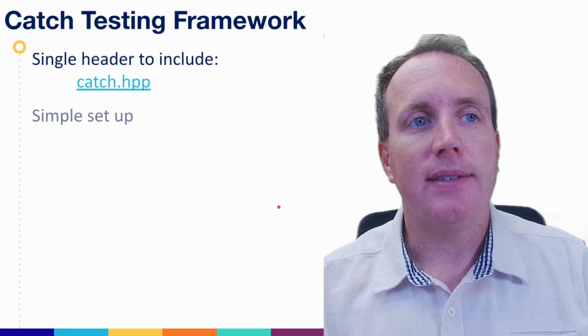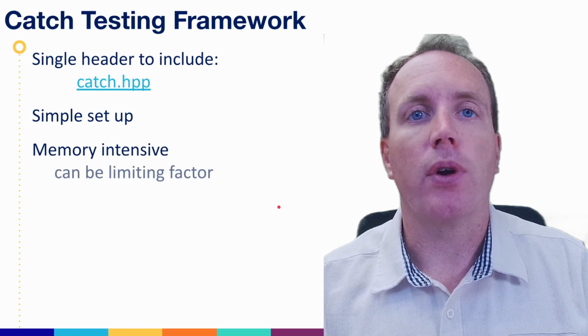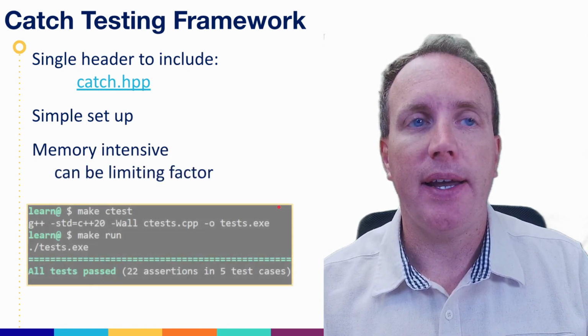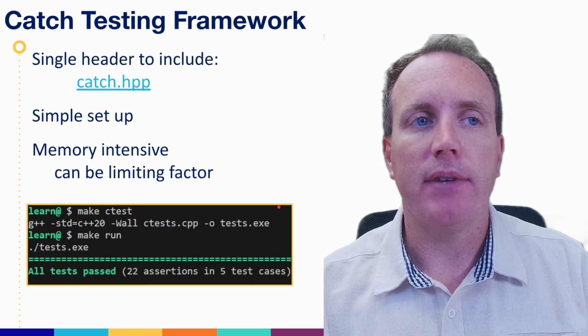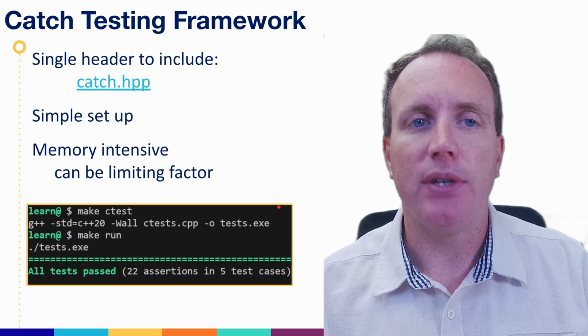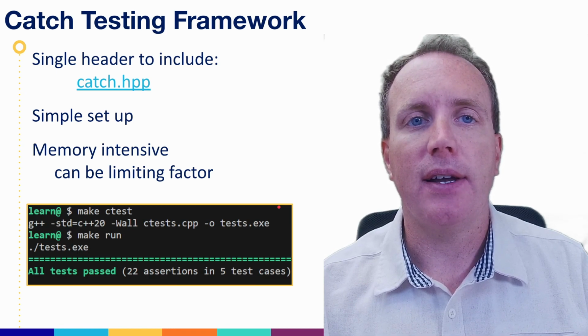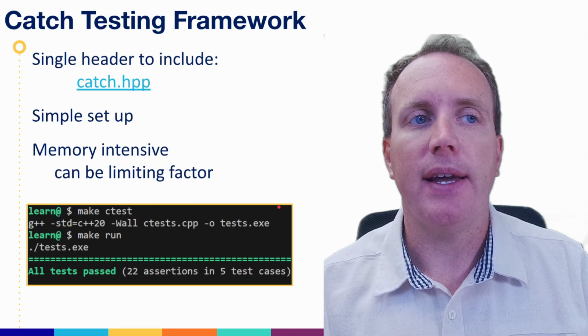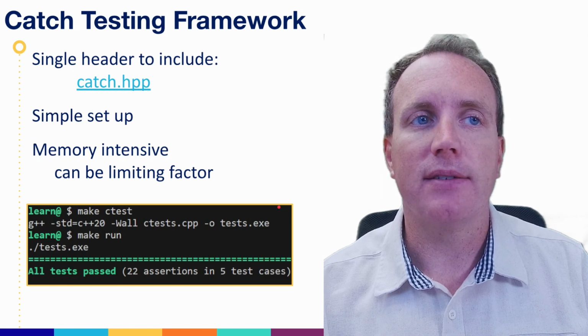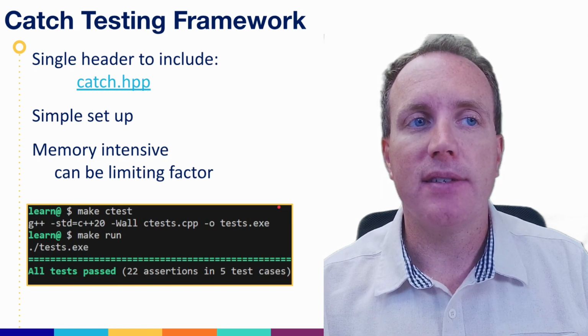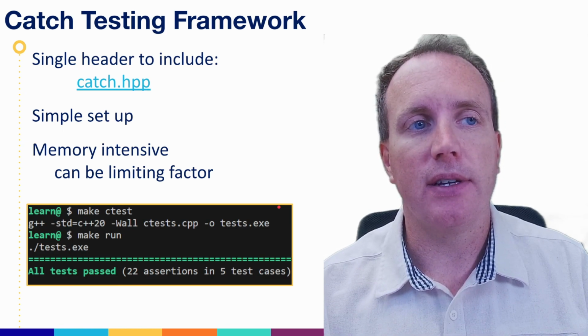As I said, the Catch testing framework uses a single header. Well, the 1.x version uses a single header, and we'll often give you that with your projects, but you can also grab it from their GitHub, and it's just a single header version, and it allows you to include that header at the top of your file and then run your tests. So it's a simple setup because it's only a single include.